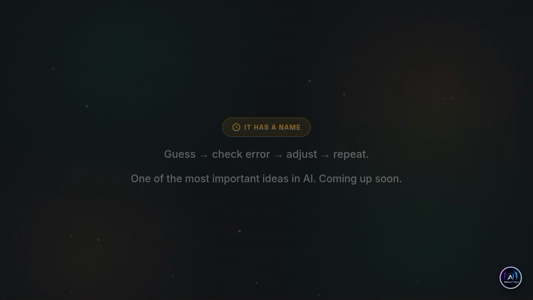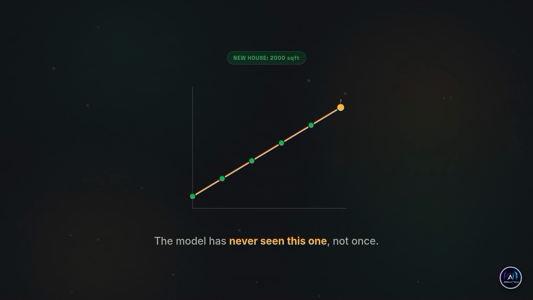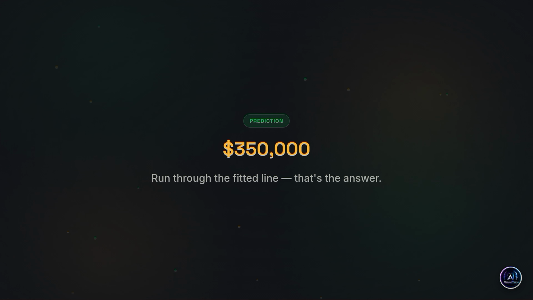Now for the real test. A brand new house, 2,000 square feet. The model has never seen this exact house before, not once, during any of that training. It runs that new number through its fitted line and predicts $350,000.